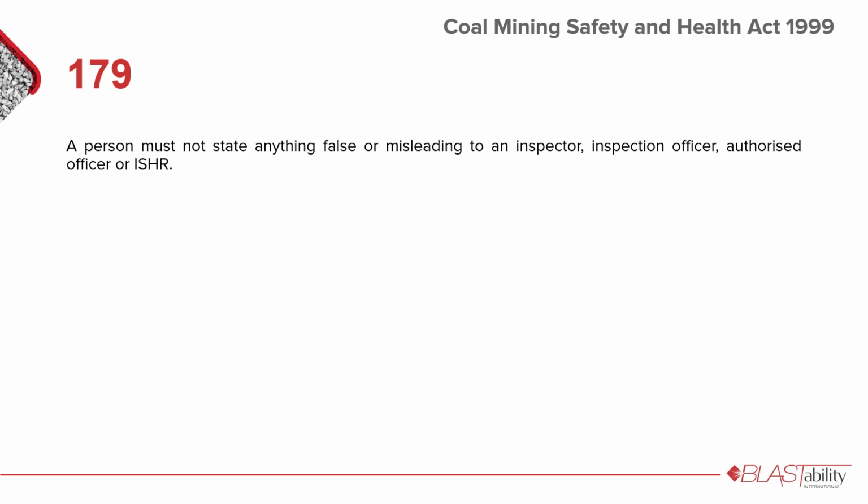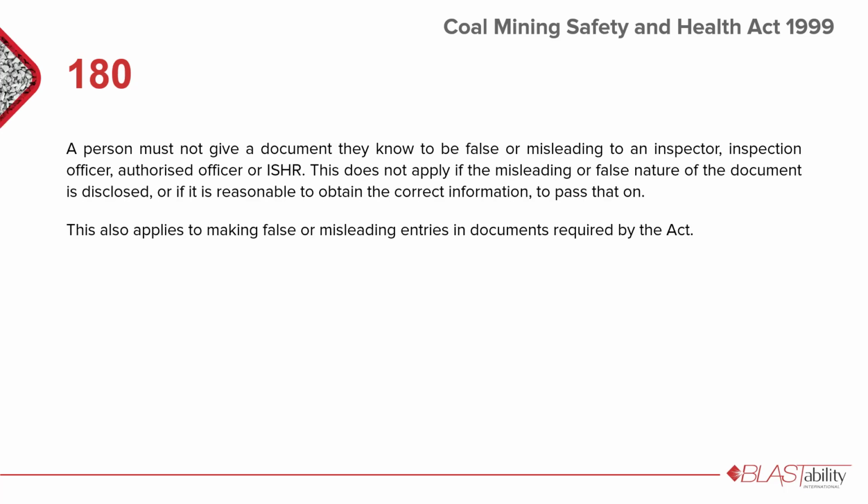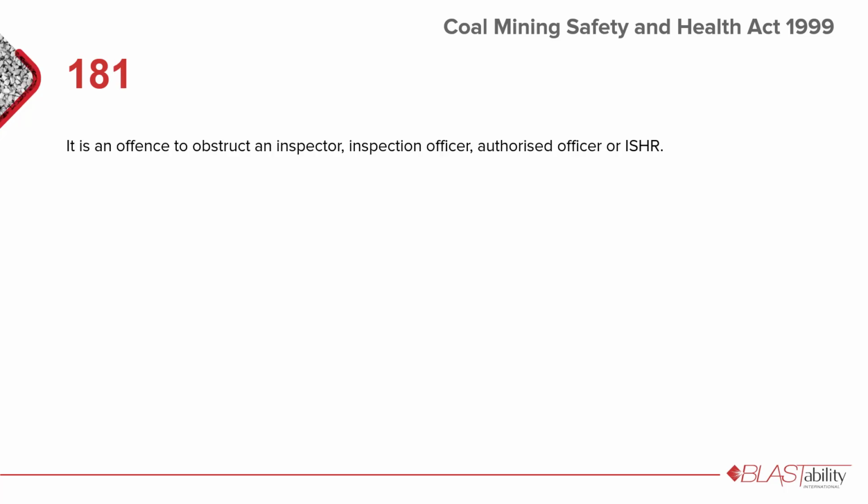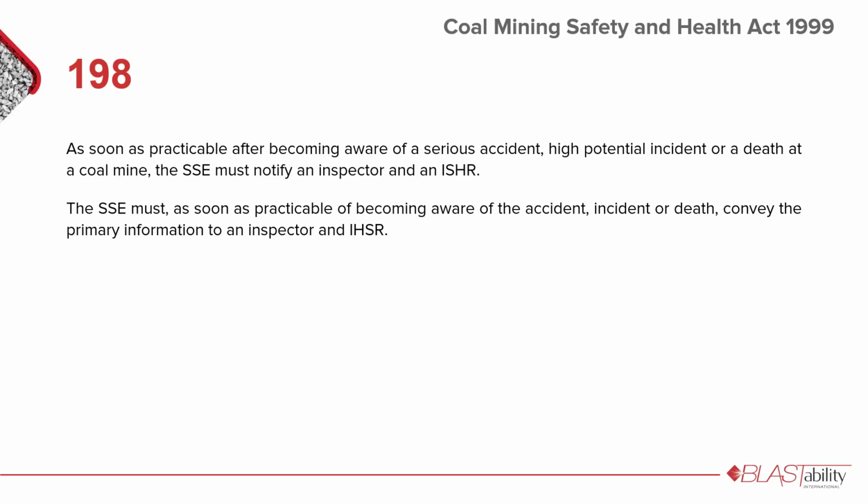179. A person must not state anything false or misleading to an inspector, inspection officer, authorised officer, or ISHR. 180. A person must not give a document they know to be false or misleading to an inspector, inspection officer, authorised officer, or ISHR. This does not apply if the misleading or false nature of the document is disclosed, or if it is reasonable to obtain the correct information to then pass that on. This also applies to making false or misleading entries in documents required by the Act. 181. It is an offence to obstruct an inspector, inspection officer, authorised officer, or ISHR.